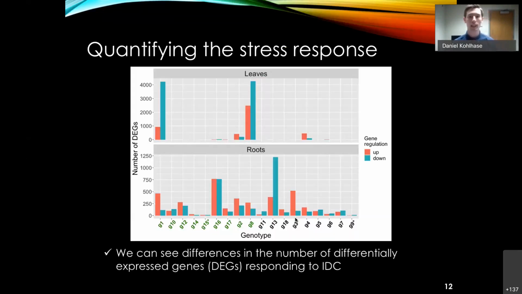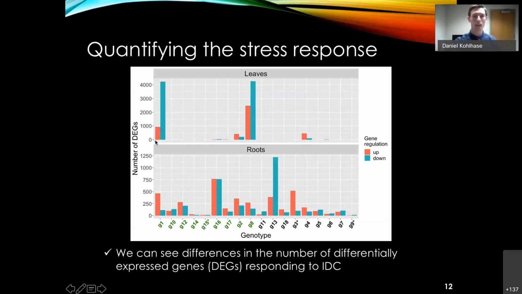And so what we're looking at here are the number of differentially expressed genes on the y-axis in both tissue types for all 18 genotypes. And here we organize the genotypes with the efficient on the left in green and the iron inefficient on the right in the black. And so what stood out to us immediately with this graph is that we see a range in response. And then within that range of responses, we can see essentially three groups of genotypes.